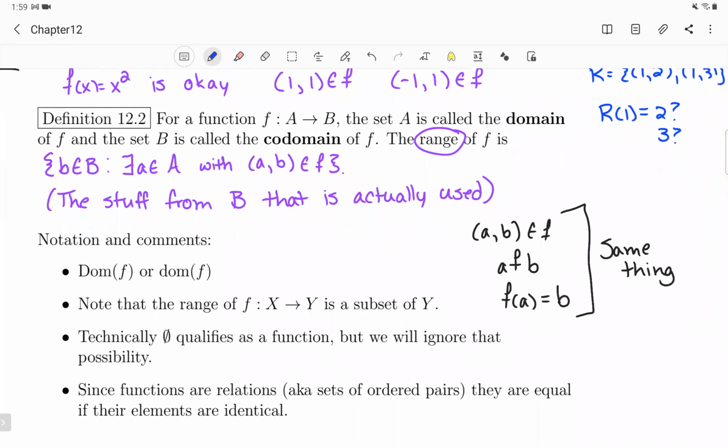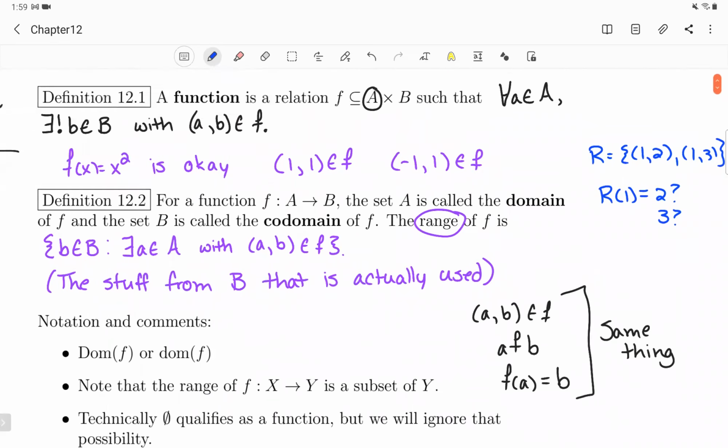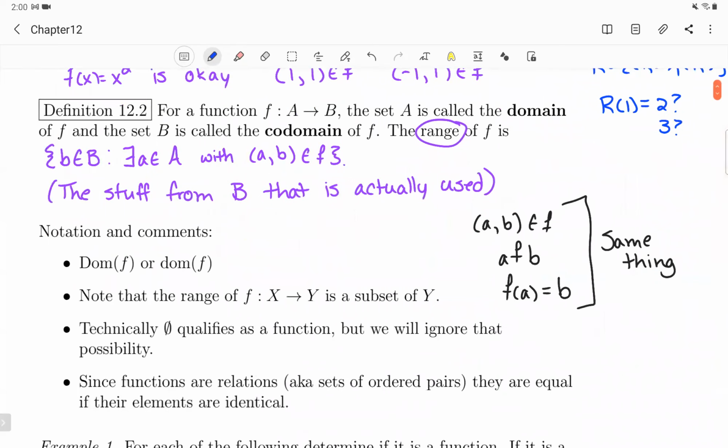Technically, the empty set qualifies as a function. Let's look back at our definition. To be a function, it has to be a relation, so it has to be a subset. Well, the empty set's a subset of everything, such that given anything from the domain, there is a unique B. If my domain's the empty set, then the empty relation is a function. But that's kind of silly, so we ignore that possibility. We're going to assume our functions have actual values to them.